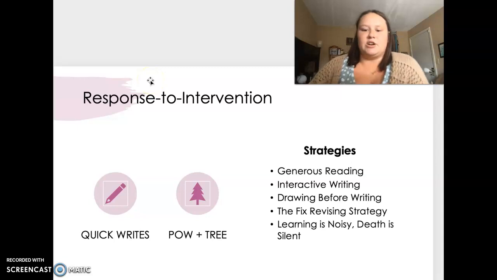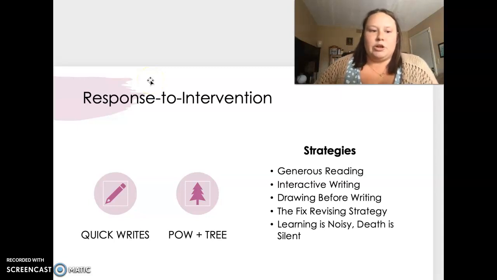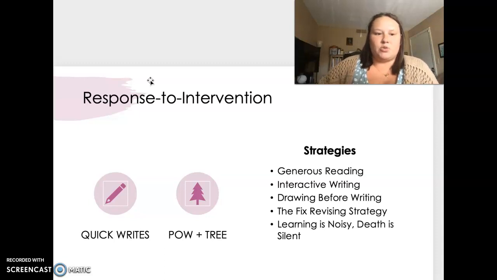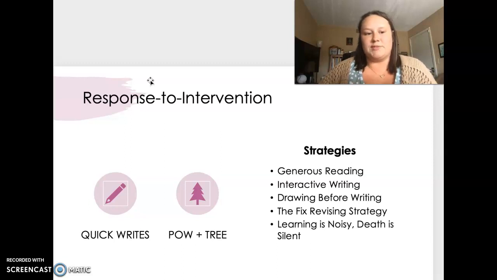So, response to intervention. There are two main ways that response to intervention can be done with writing. One of them is quick writes. This is going to be using writing as a vehicle to get students to reflect on their prior knowledge over a specific topic. It's going to promote a reflection on any knowledge that they have from the past, specific information, summarizing, and how they express things.